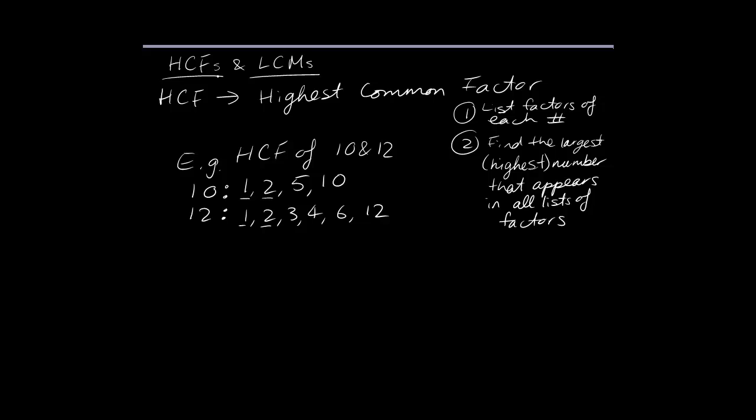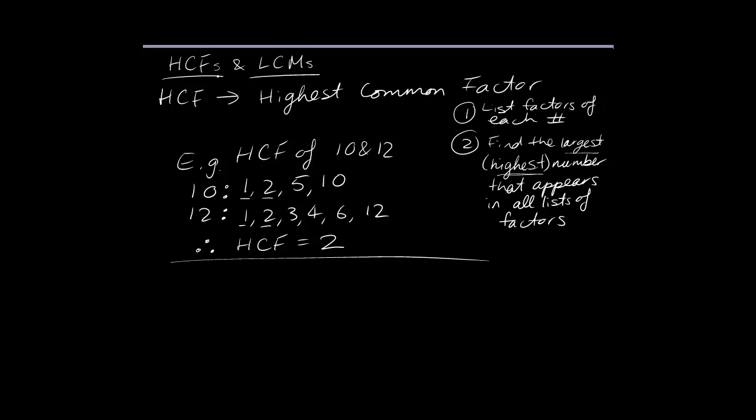Now, out of the common factors, and this is where step 2 comes in, we want to find the highest number or the largest one. So out of 1 and 2, obviously 2 is larger. So here we pick the largest common number that appears in both of the lists. So we can say that the highest common factor in this case is 2.